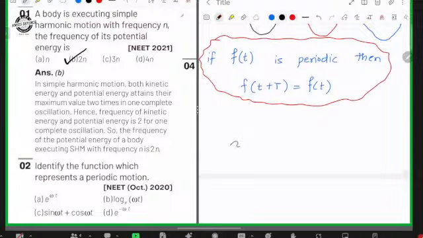So in option number 1, what is f of t? f of t for the first option is e power omega t. So what will be f of t plus T? In place of t, you put t plus T. So f of t plus T will be e power omega into t plus T. Now, are they equal?